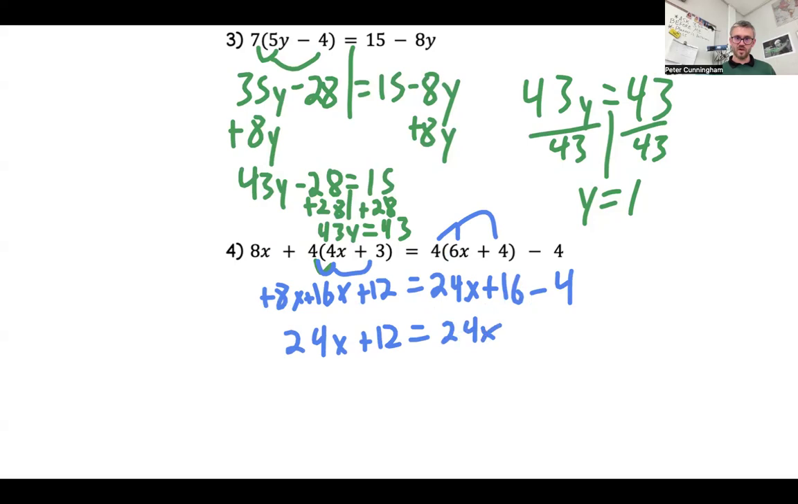So again, we have 24x plus 12. When are these the same? Always. All real numbers. You would say infinite solutions.